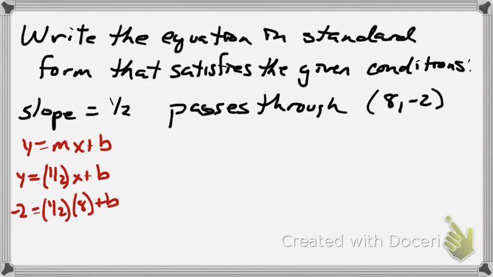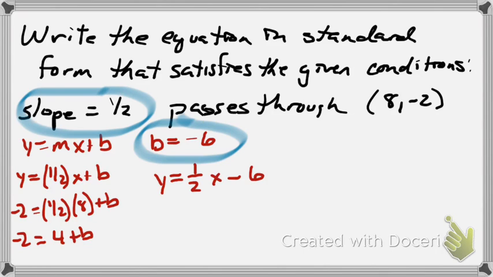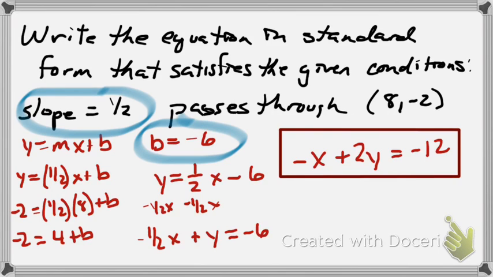Slope is a half. Point is 8, -2. 8 times a half is 4. I get b is -6 for this one. So your slope and your y-intercept are 1/2 and -6. We need to put that in standard form, so we're going to move the 1/2 to the left. Multiply by 2. -x plus 2y is -12.